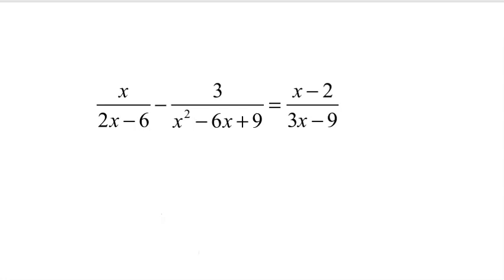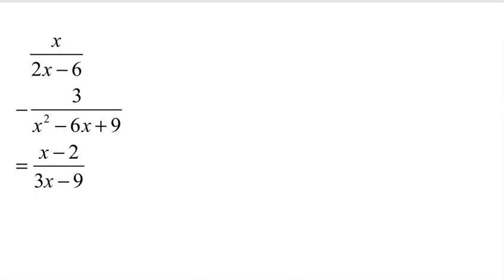We have x over 2x minus 6 minus 3 over x squared minus 6x plus 9 equals x minus 2 over 3x minus 9. I want to work vertically, so I do. And then we need to factor. 2x minus 6 is 2 times x minus 3. 3x minus 9 is 3 times x minus 3. x squared minus 6x plus 9 is x minus 3 times x minus 3.